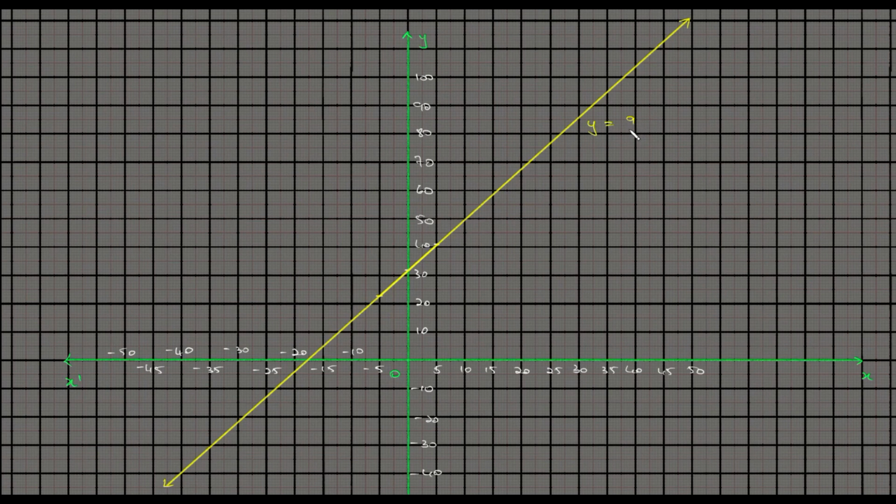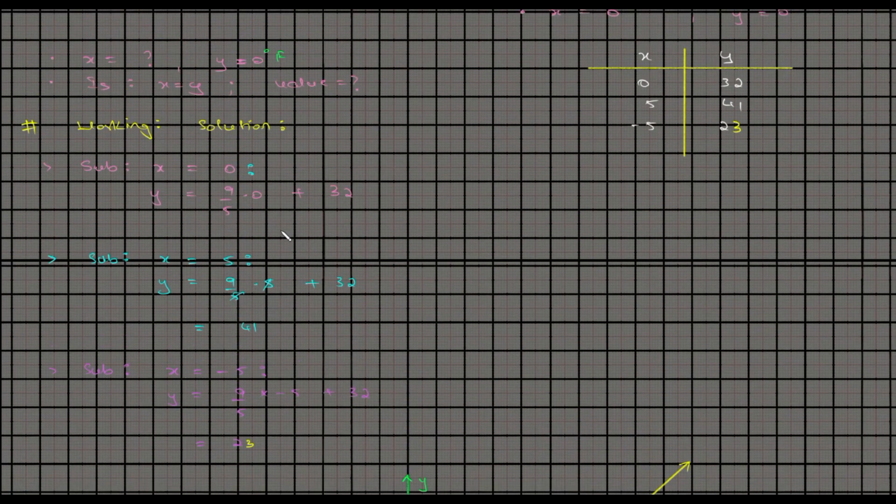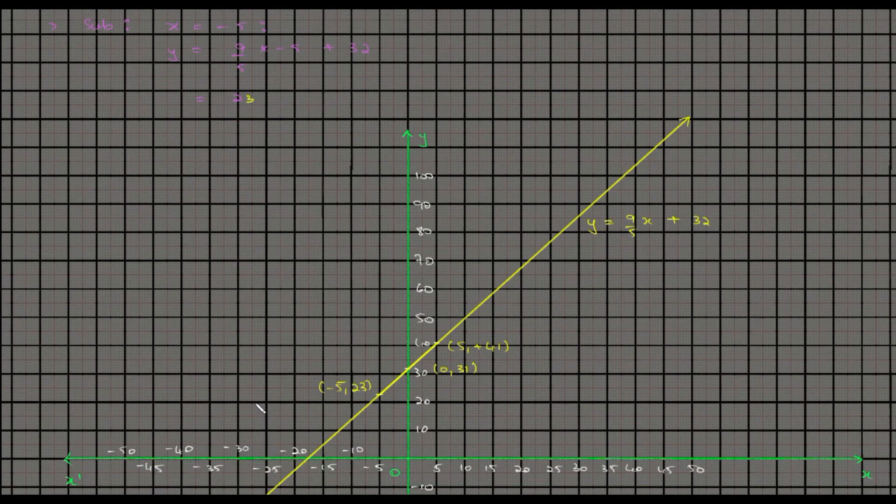y is equal to 9 by 5x plus 32. Then we have 5 comma 41. Then this is 0 comma 32, minus 5 comma 23. I hope I didn't do any calculation mistake. This is 23, that's correct. 0, 5, 32, 41. Okay, all this is correct.